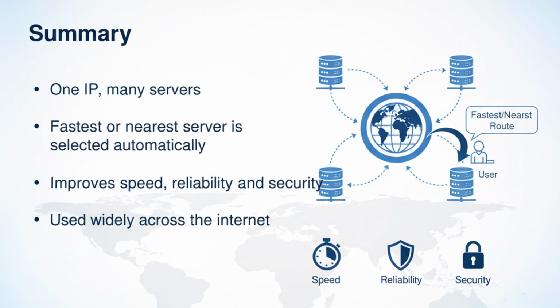To summarize what we have covered, Anycast allows a single IP address to be used by multiple servers around the world. Routing automatically directs each user to the nearest or the best performing server. This provides faster speed, better reliability, load balancing, and even protection against cyber attacks. It is used by major technology companies, DNS providers, and CDNs, and is a fundamental technology that keeps the modern internet running smoothly.